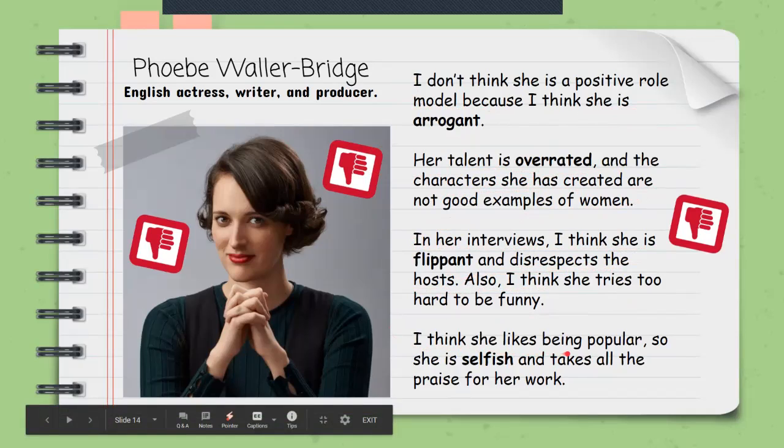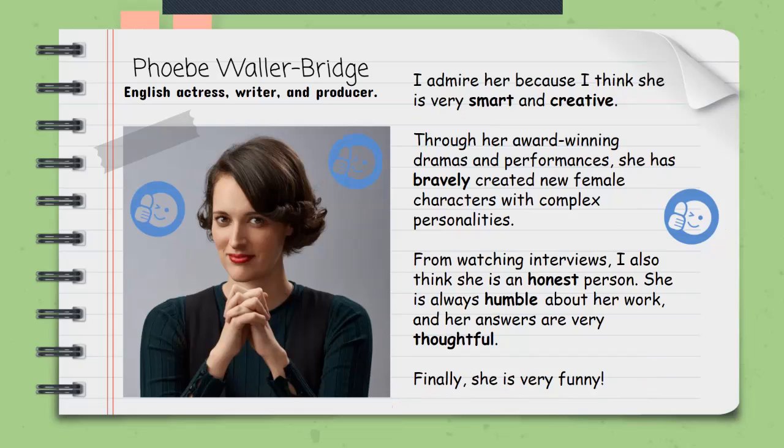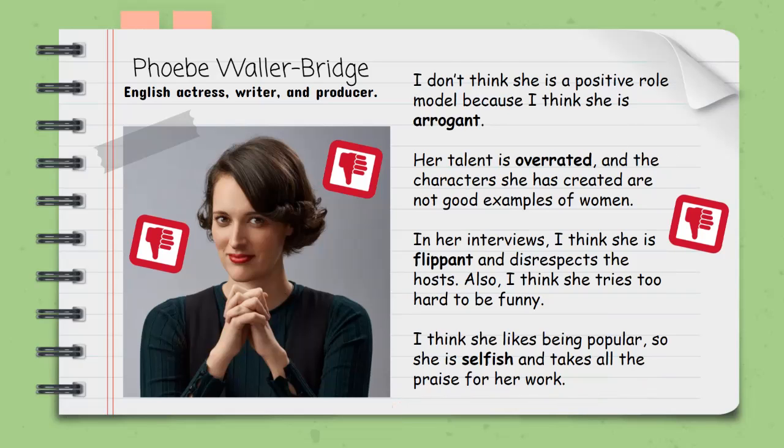I think she likes being popular, so she is selfish and takes all the praise for her work. That means she says she did all of the work all of the time. So here are two examples of how you can use these good and bad characteristics to describe how a person is a good or bad role model.